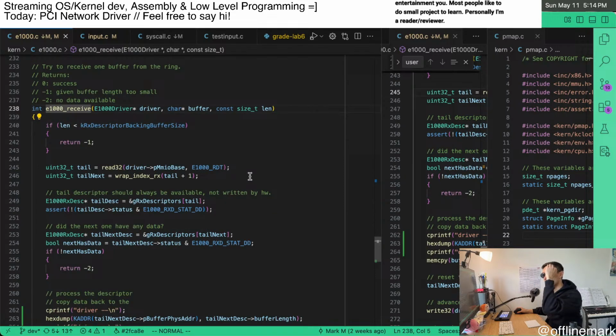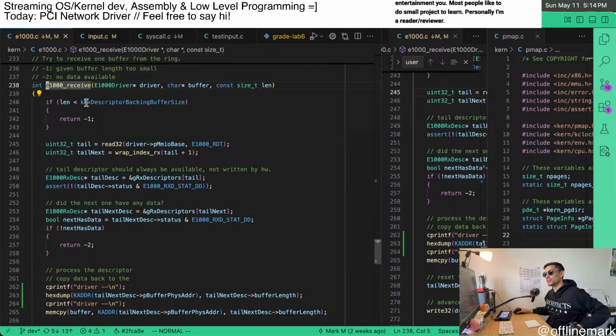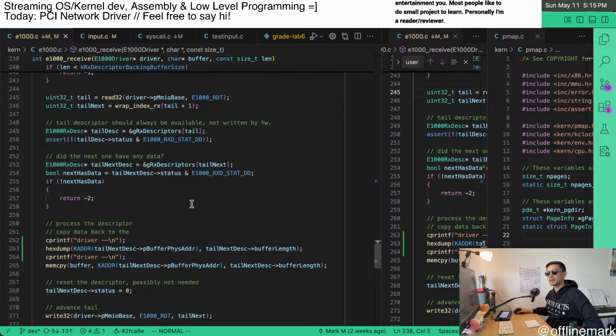The job of this function is to interpret the ring buffer state, the receive ring buffer, and identify if there's new data to process, new data available from the network.